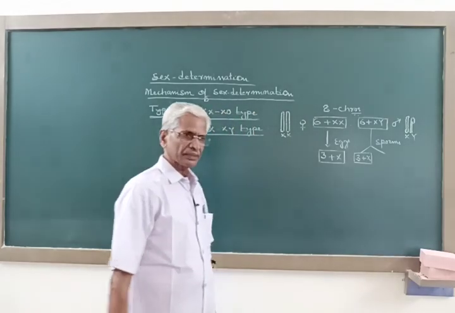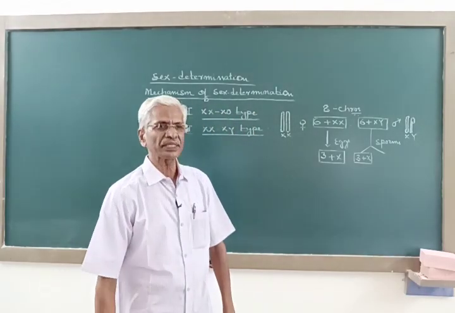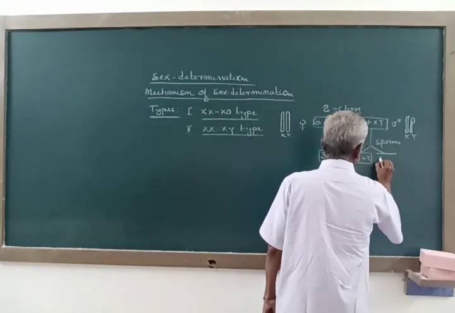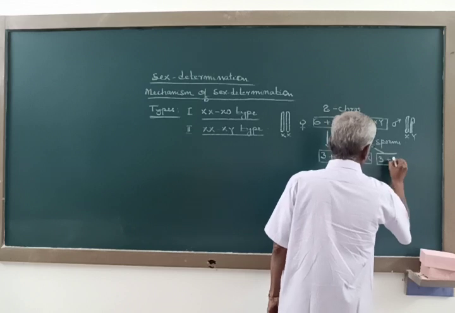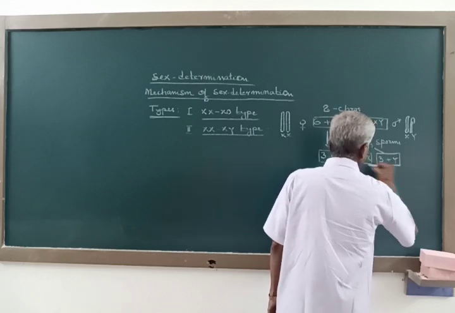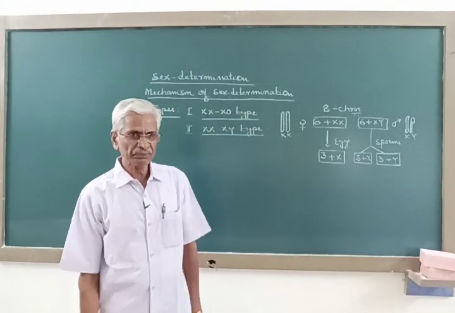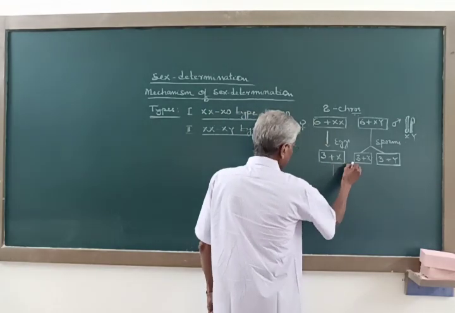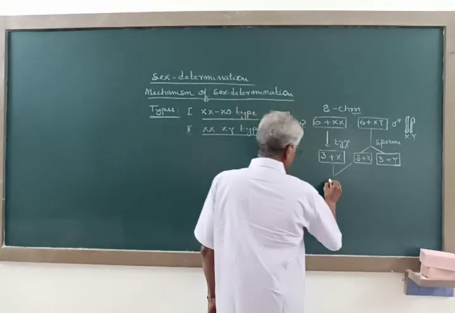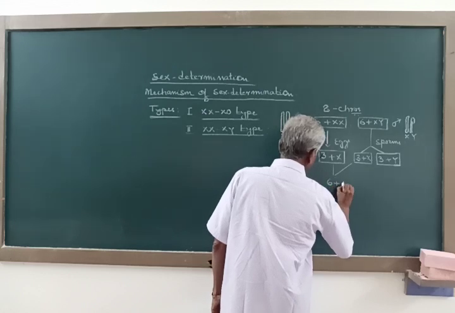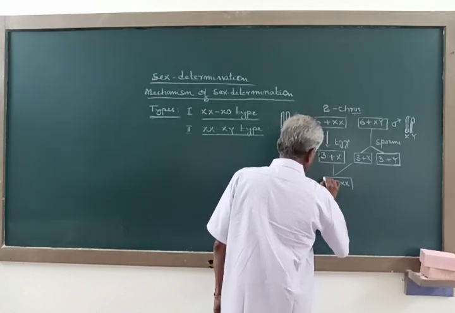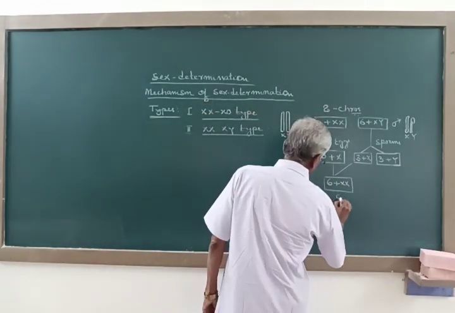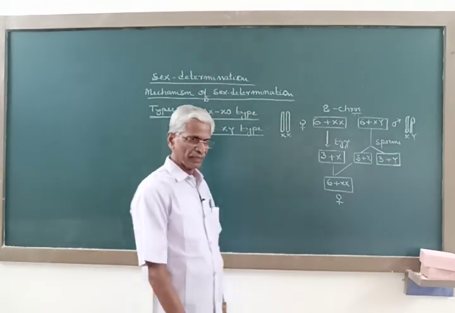And I said such sperms carrying X chromosome are called gynosperms. The other half of the sperms will have 3 autosomes and 1 Y chromosome. Such sperms are called androsperms. Now when the egg is fertilized by the gynosperm, the offspring will get 6 autosomes and 2 X chromosomes, very much like this. So therefore, this offspring will become female.